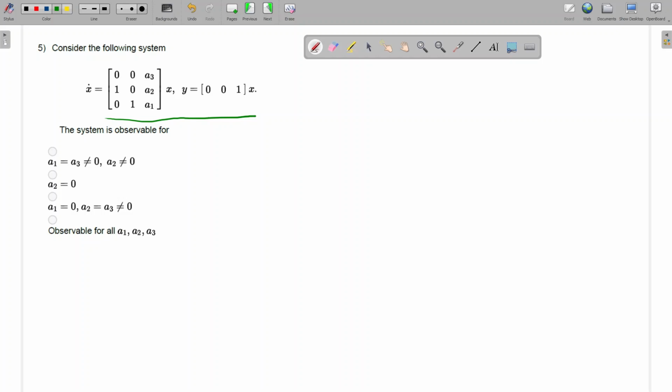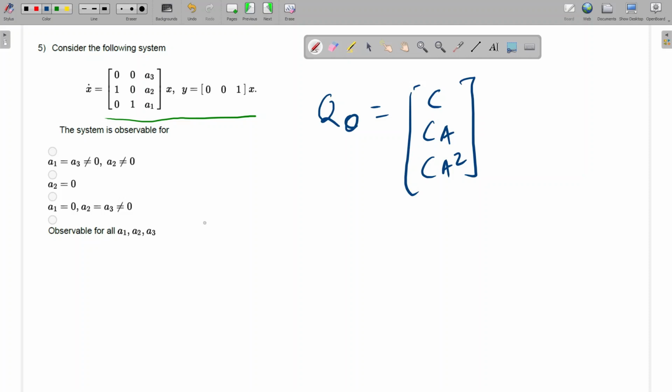No need to solve. Directly we can write that for all values of a1, a2, a3 it should be observable. But we'll solve it and check. The observability formula is QO equal to C, CA and CA square. So this is the observable matrix. Y is equal to Cx, so C is 0, 0, 1.